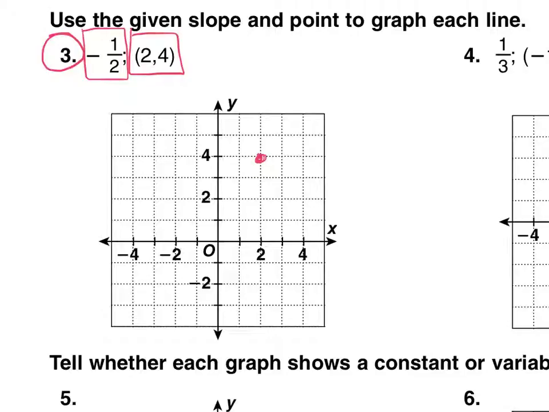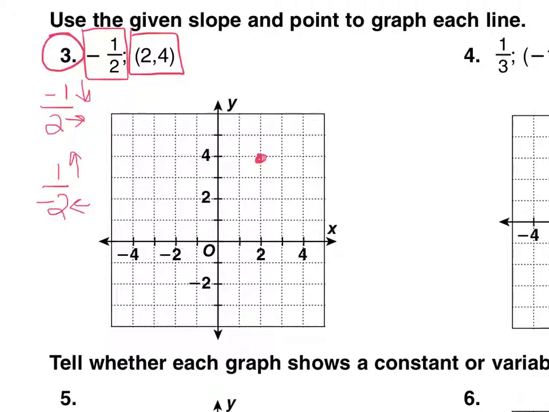Now from there I'm going to use the slope to tell me what direction to move to get to another point. Because my slope is -1/2, I can either write that as -1/2, which means I would go down 1 and to the right 2, or remember I can write 1/-2. That also means -1/2. If I'm going to do that, then I would go up 1 and to the left 2. It doesn't matter which way you interpret the slope as long as you travel in the correct direction.